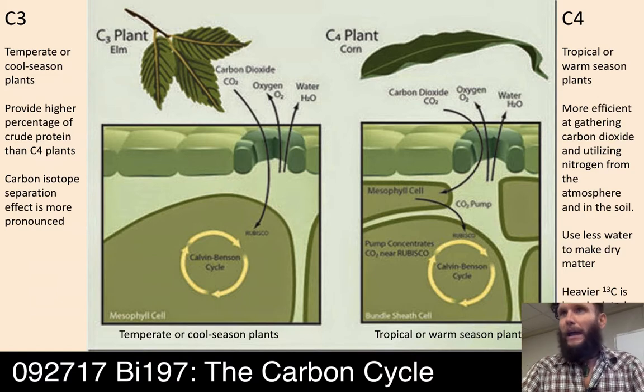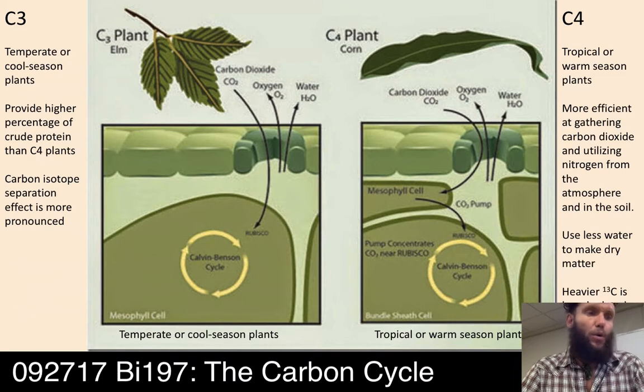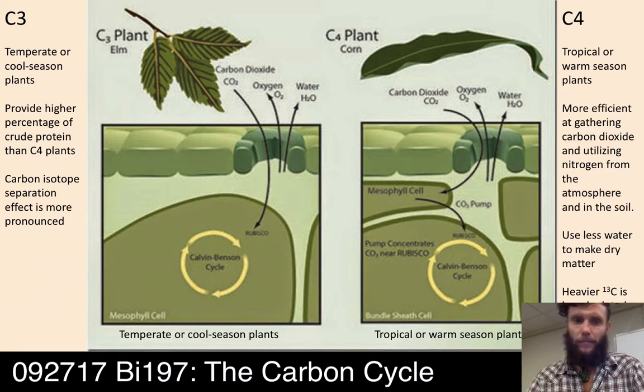C3 plants are plants that grow mostly in this climate. At least, they evolved to grow in this climate. Temperate, cool season plants. These are plants that do well in the spring and the fall, or plants at more northerly climes. Plants that have a decent amount of rainfall. They tend to make a higher percentage of protein than C4 plants.